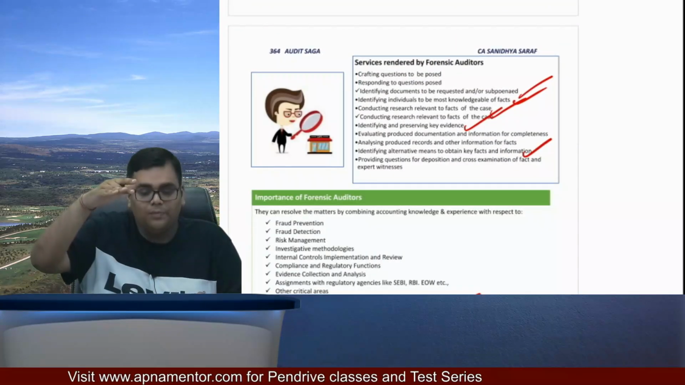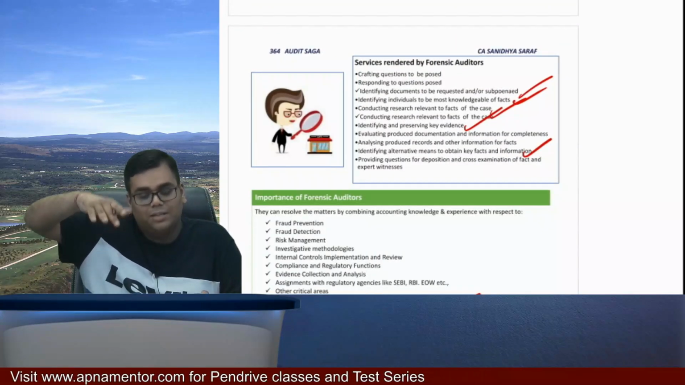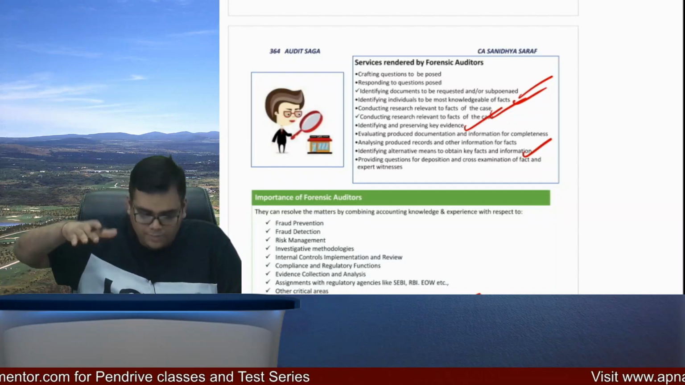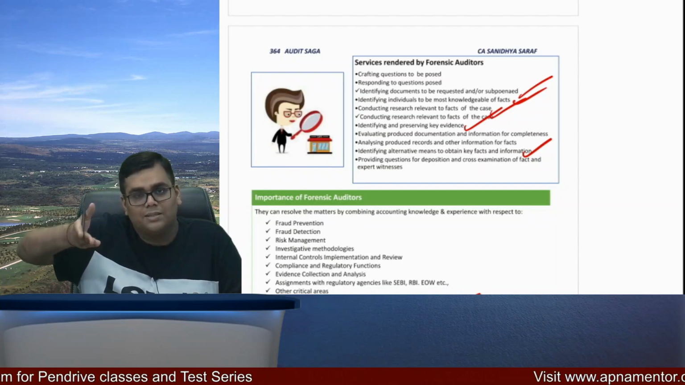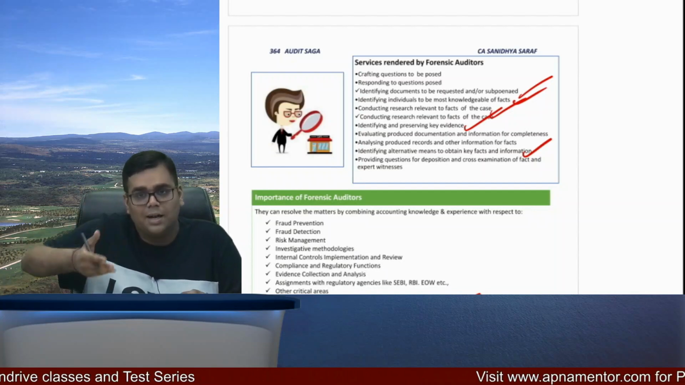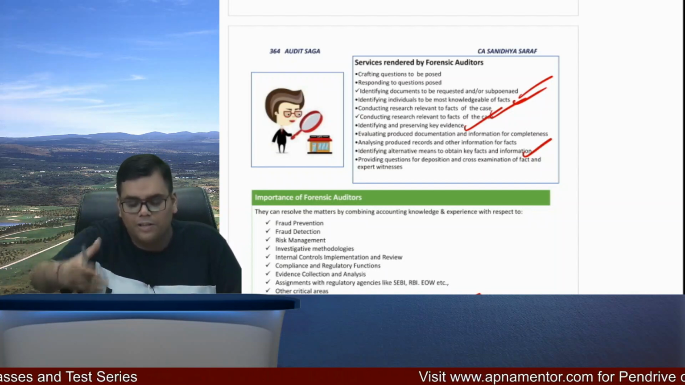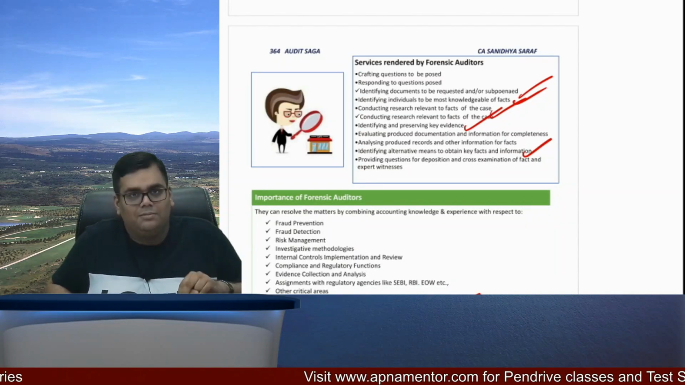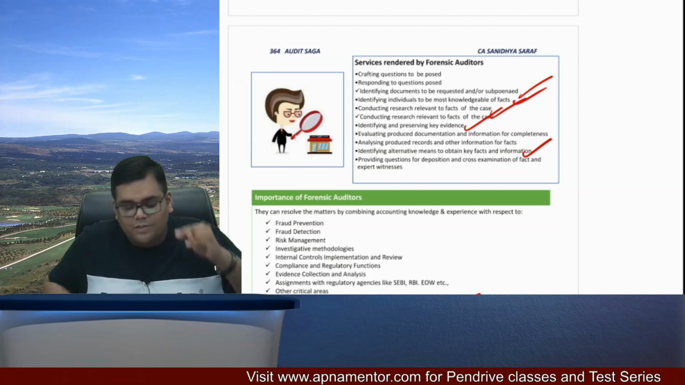Questions related: crafting questions to be posed. How many questions to ask, whom to ask, in how many ways to ask. Identifying documents to be requested. Which documents to ask for, from whom to ask. Identifying the individuals who have the knowledge. Conducting research, conducting the relevant research, the research relevant to the facts of the case.